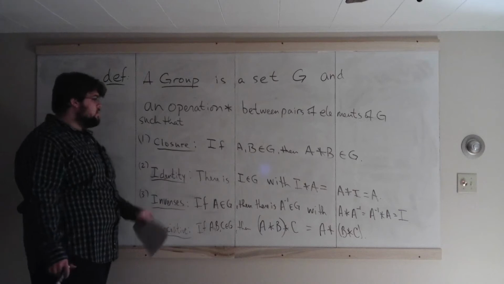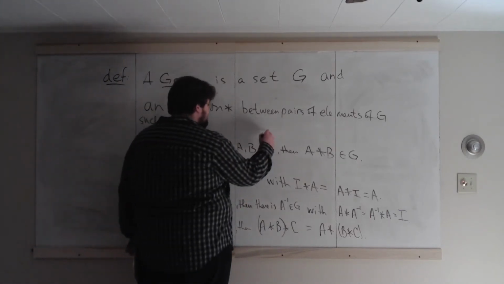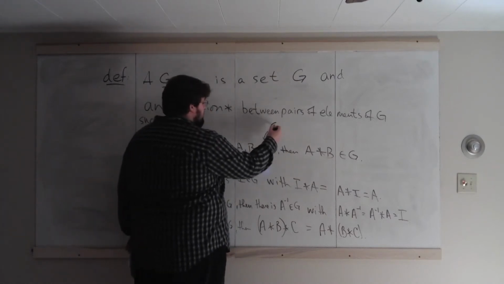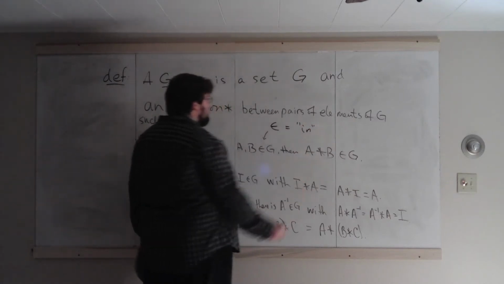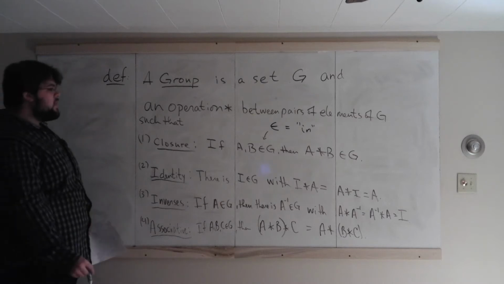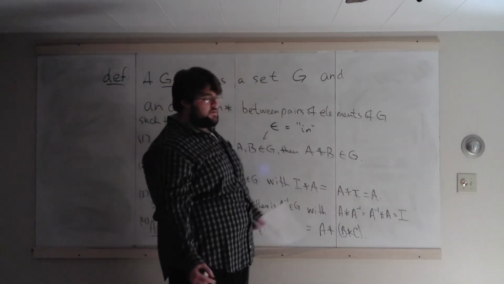First, closure. For two elements in G, this symbol right here, it's kind of like an E type thing, but in math it's read "in". It's just used to describe things that are in a set. So if two numbers are in the set, then the one operated on the other is also in the set.